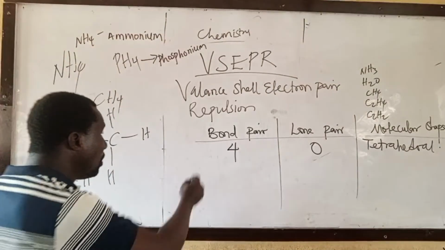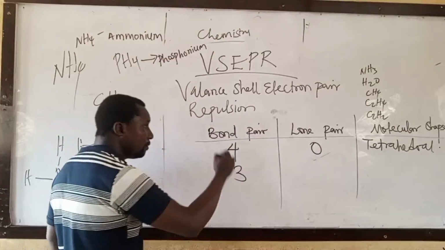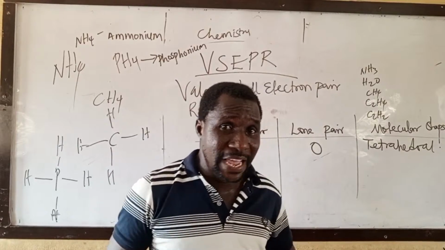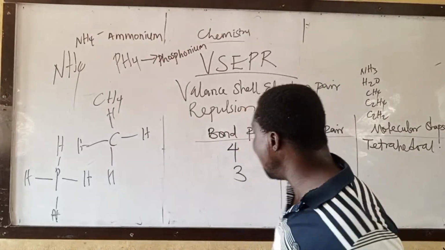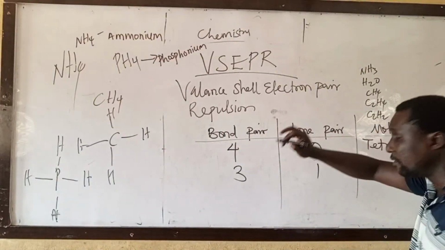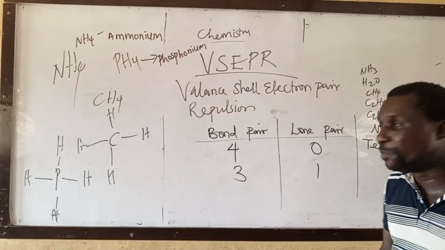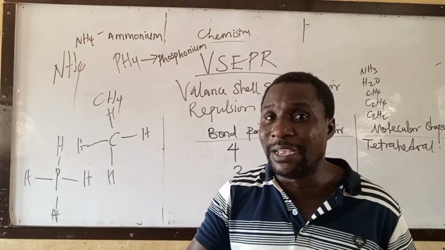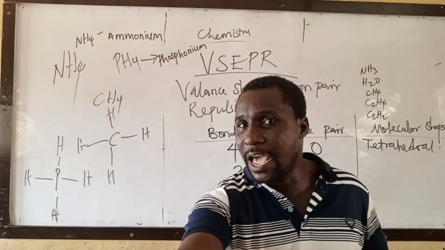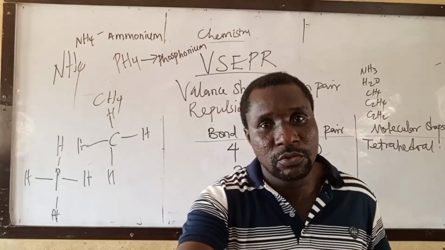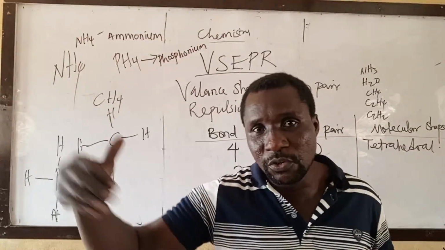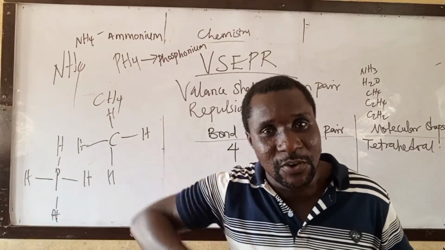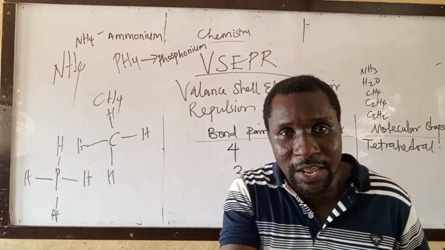When you have the next one, bond pair to be 3, and you have lone pair to be 1. Cram it. What will be the molecular shape? Class, I told you we have geometry shape. For O level and JAM, don't bother yourself with geometry shape. When you get to advanced, we are there for you. If you want, when you get to 100 level, I'm there for you. But for O level, don't bother.